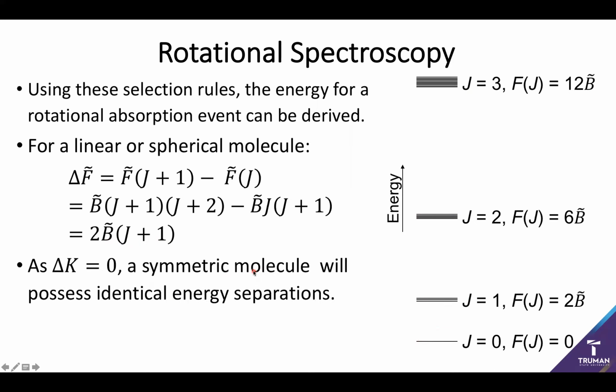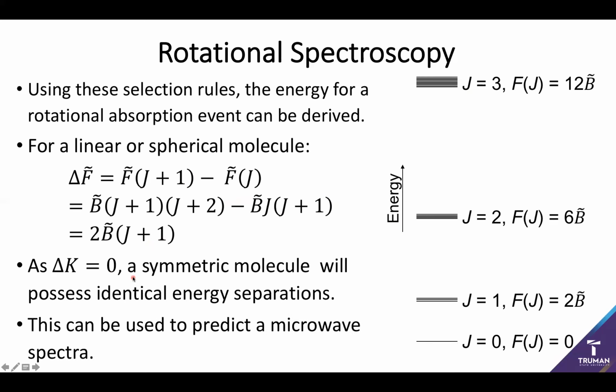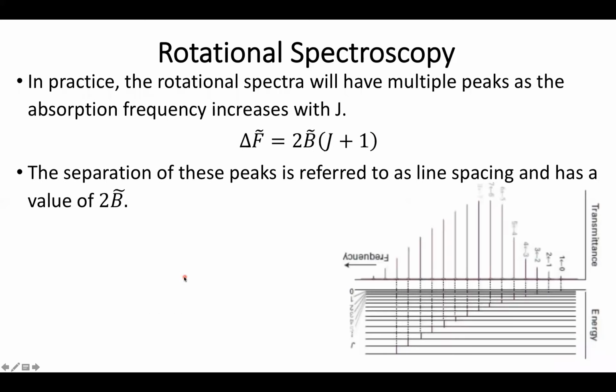However, we can also try and extend this to a symmetric molecule. Since K is equal to 0, the addition of K terms on the end of these expressions really won't matter since they will end up canceling out. As a result, despite a much more complex energy structure, a symmetric molecule will actually contain an identical energy spectra, which can actually be fairly useful. Now, using these phenomena, we can actually predict a real microwave spectra, which can be a little bit more complicated than you might imagine.